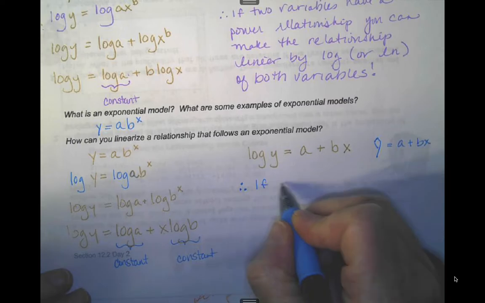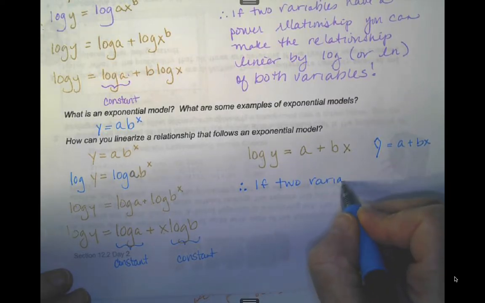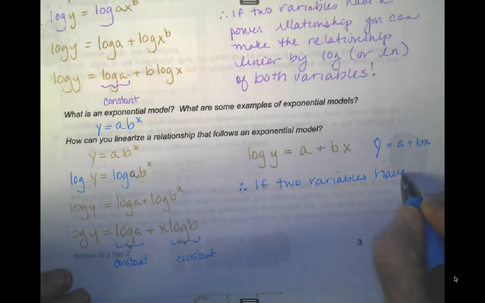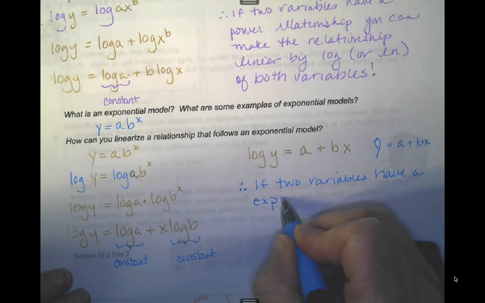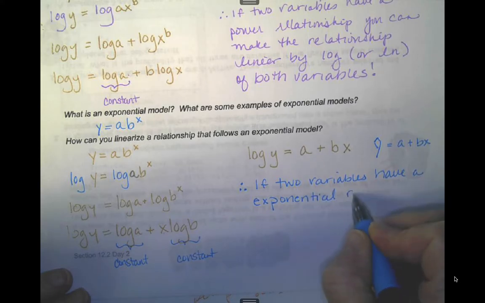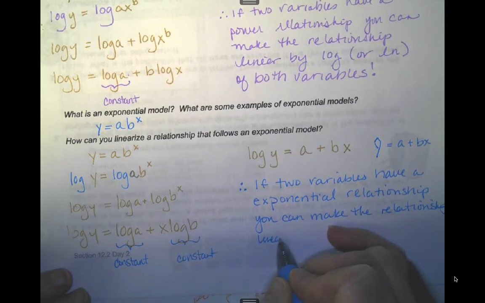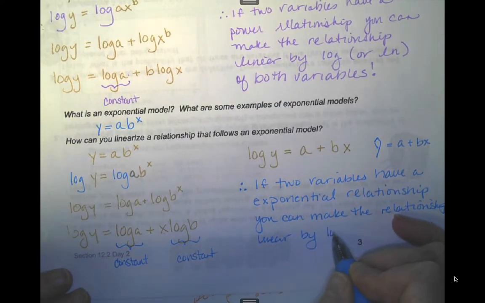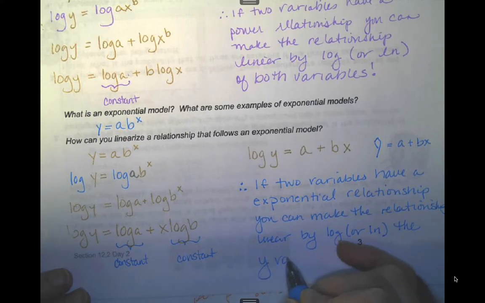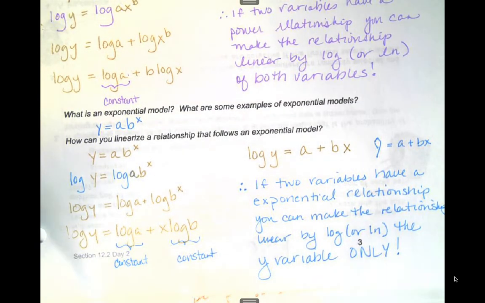So therefore, if two variables have an exponential relationship, you can make the relationship linear by logging or natural log the y variable only. All right, so we only need to transform the y variable.